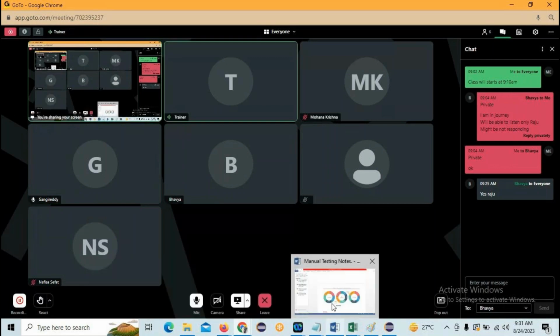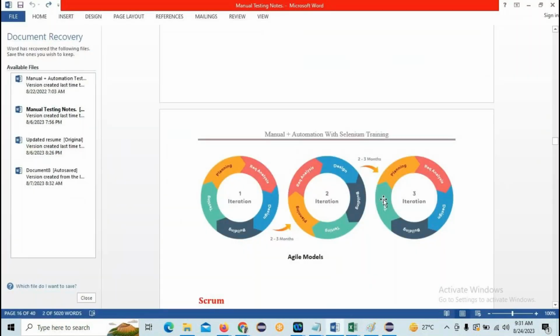And here iteration 1, iteration 2, iteration 3. We call 2 to 3 months of work an iteration. As it is only 90 features, we can call it a single iteration. In each iteration we have sprints, right? For example, if the project takes 2 years, then we can make it 2 to 3 months per iteration. Each iteration will consist of 2 or 3 sprints. Some companies follow iterations of 2 to 3 months, some follow 1 to 2 months. It is based on the company and project.